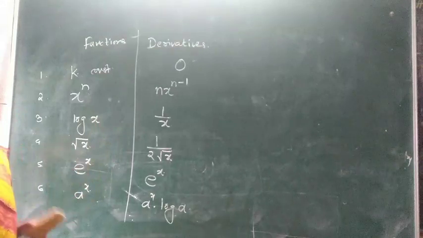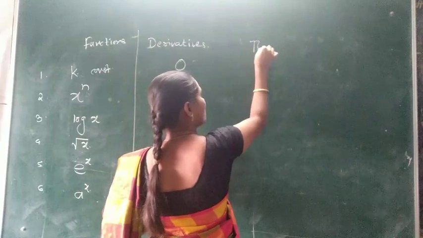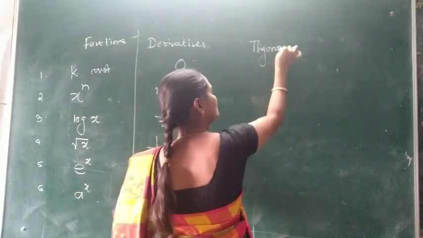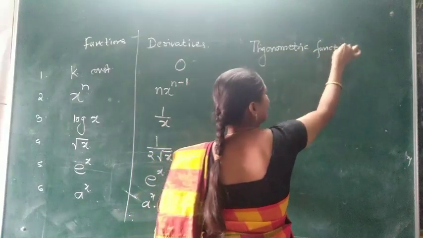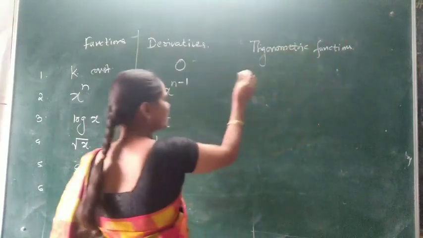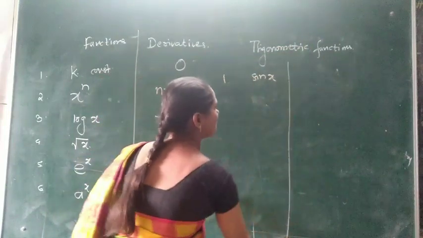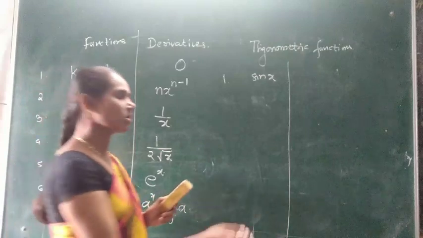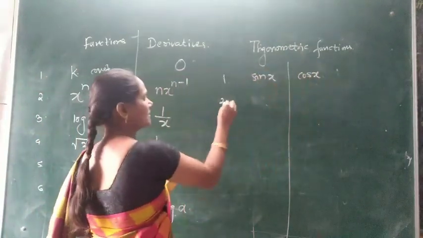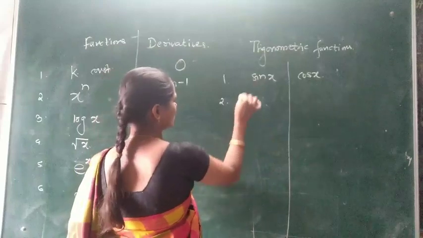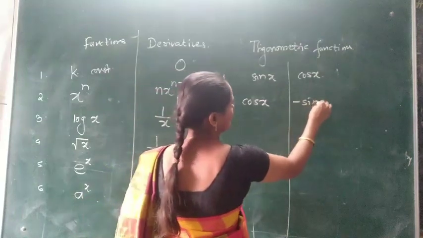After that, we will see derivatives of trigonometric functions. The first trigonometric function is sin x. What is the derivative of sin x? cos x, which we have already studied in standard 11. Now we just revise this. The derivative of cos x is minus sin x.